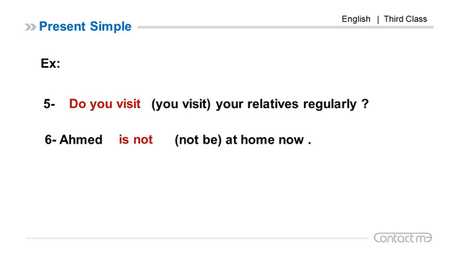Ahmed is not at home now. Present simple with verb to be. Verb to be, we put it into negative. We do not need to use do or does. Ahmed is not at home now. For example, they are not at home now. I am not at home now. The answer is Ahmed is not at home now.